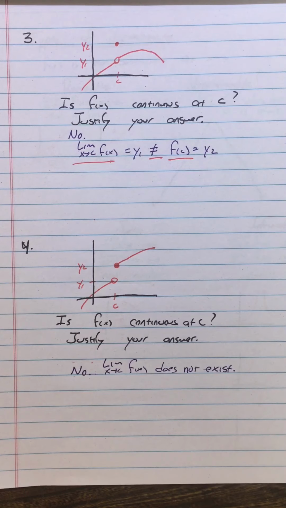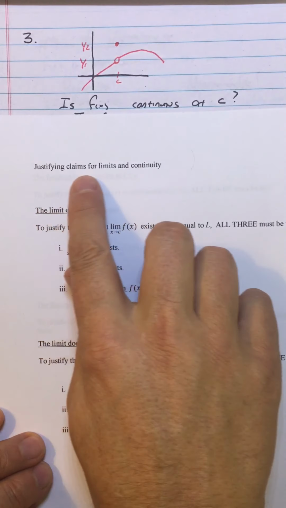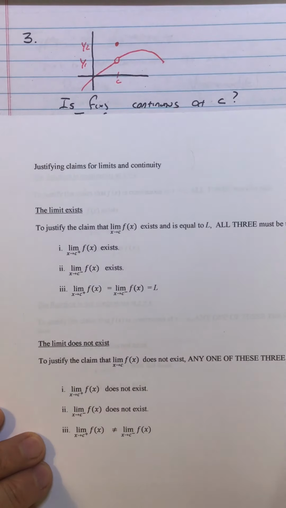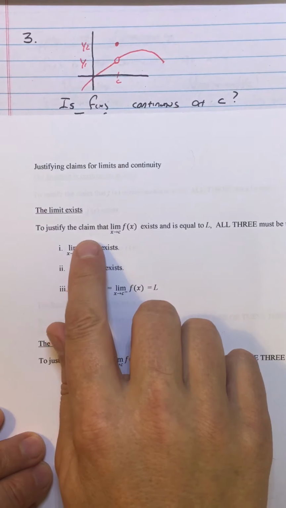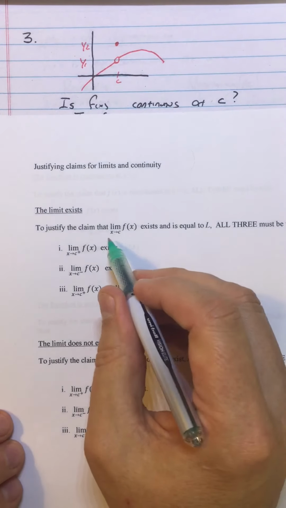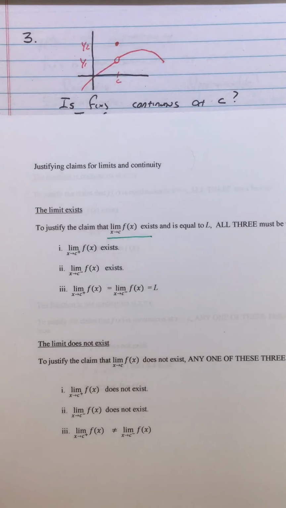All right, so that's how you justify continuity statements. Now I've posted on Google Classroom and also on the handouts page of the website this fine document that says justifying claims for limits and continuity. And it has all the things that you need to say to justify a claim, for example, that the limit as x approaches c exists. And this is going to be on the assessment that we do.